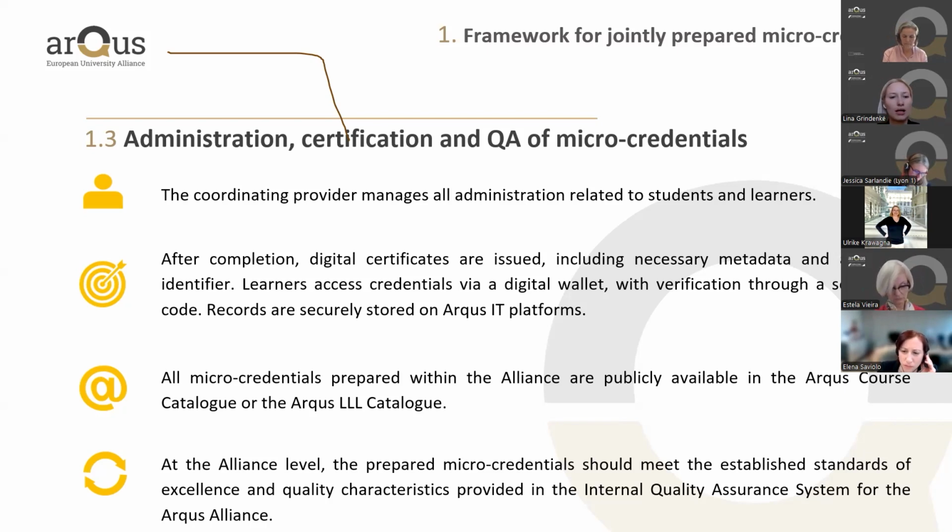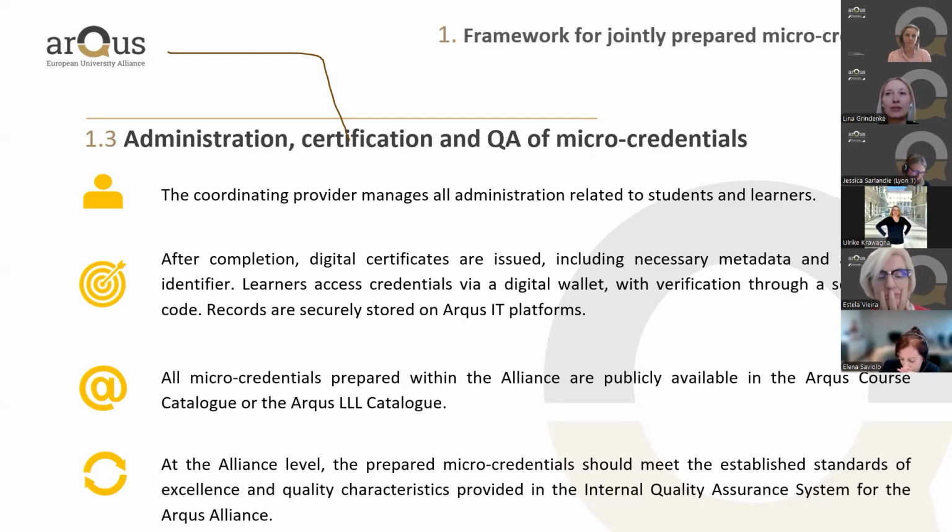The next thing is that all micro-credentials that are prepared within the Alliance should be publicly available, of course, in the course catalog, as I mentioned before, or in the lifelong learning catalog, depending on their nature. And the catalogs, well, they are already developed. So once the micro-credentials appear, they can be published, and they can be open for students to select and register for the autumn semester already.